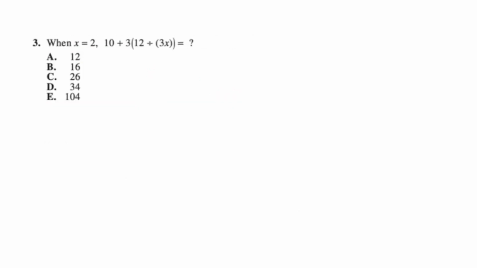All right, moving on to number 3. It says when x equals 2, 10 plus 3 times the quantity 12 divided by the quantity 3x equals what? Which really is a mouthful to say, but it's really not too bad if you just try this on your own first, and then we will check our work.